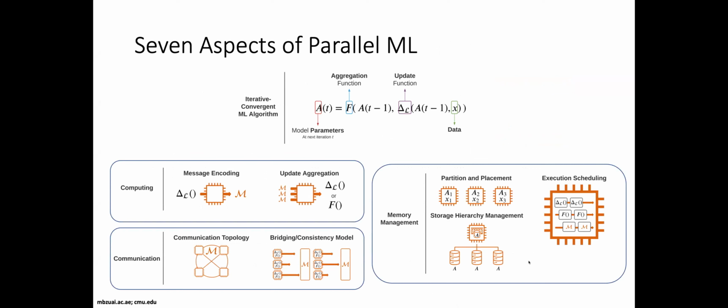We have the computing aspects of message encoding and update aggregation. This is where techniques such as quantization and sparsification live. Then there's communication, where we decide: do we want to use a parameter server architecture, or a ring all-reduce architecture for communicating messages? There's also topology, which is often very much influenced by whether you're using, say, a PS or an all-reduce, bridging and consistency models.